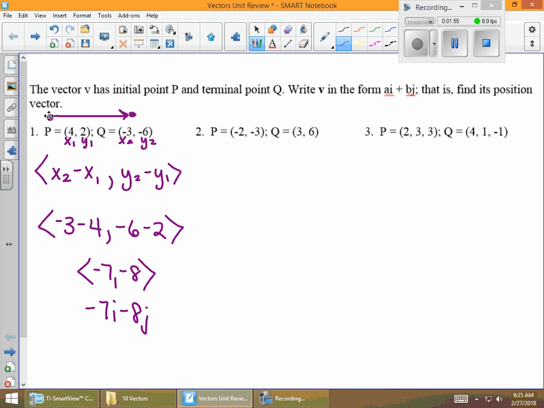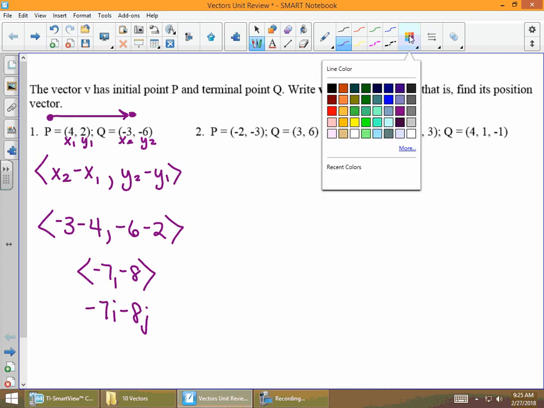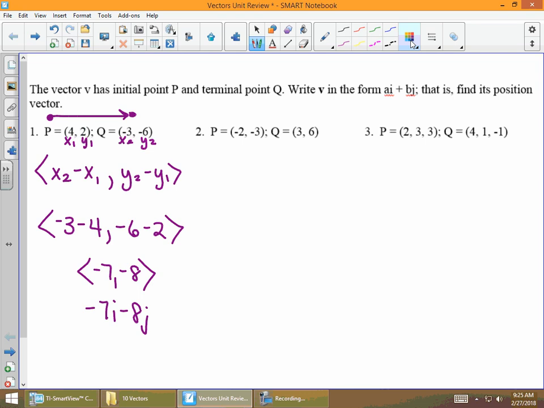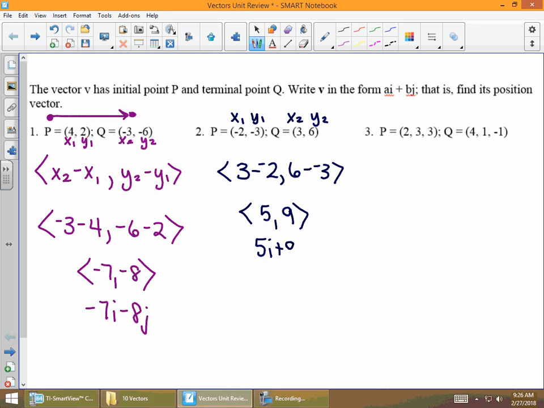The reason I have 3 examples of this on the review isn't because the math is difficult. It's just that it's easy to forget what to do in this context, and it's easy to think that you have vectors when really you have points. So that helps you to label your points, and then go to your vector. Our x is 3 minus negative 2. Our y is 6 minus negative 3. In component form, that's 5, 9. In ai plus bj form, that's 5i plus 9j.